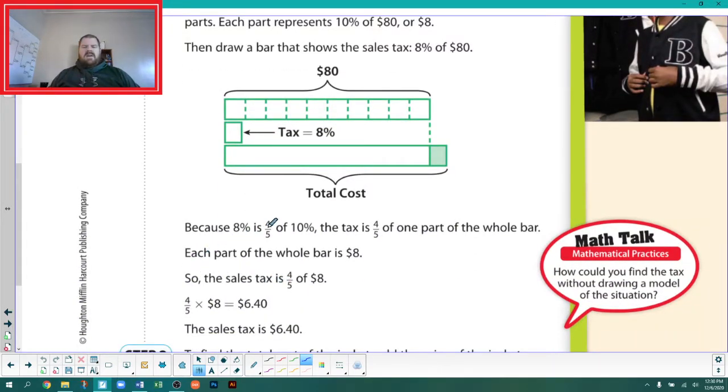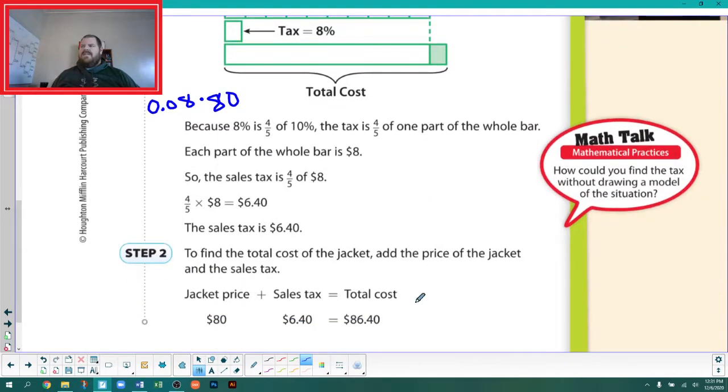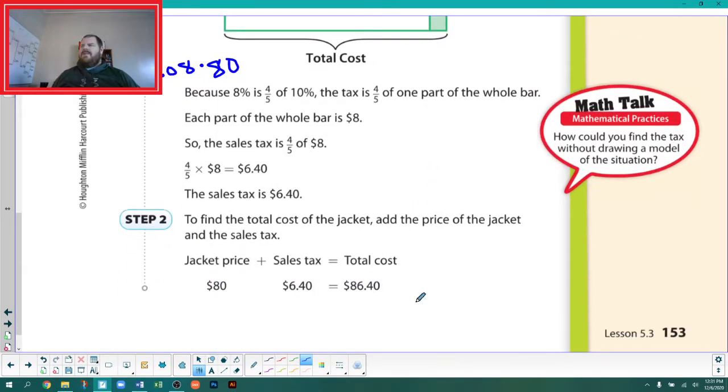And they go way deep into this, but the easy route here is to take 8%, which is 0.08, times the $80.